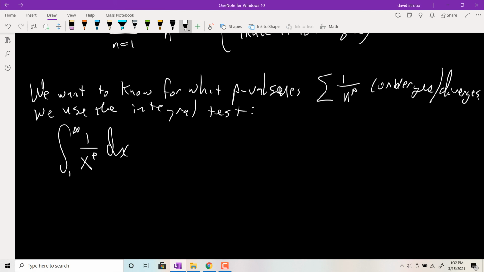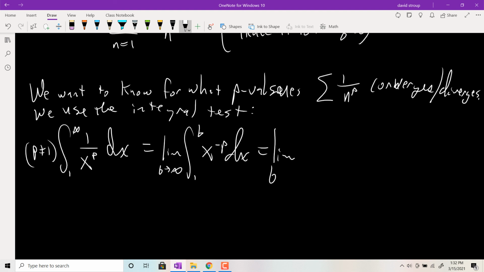Okay. So to use the integral test, we kind of have to split this into two types of integrals. The first type will presume that p is not equal to 1, because if p is equal to 1, you've got to use the natural log. So when p is not equal to 1, we replace the bad limit with a b: the limit as b goes to infinity of the integral of x to the negative p dx. What do we have then? The integral of x to the negative p is x to the negative p plus 1, but let me rewrite that as 1 minus p, all over 1 minus p.